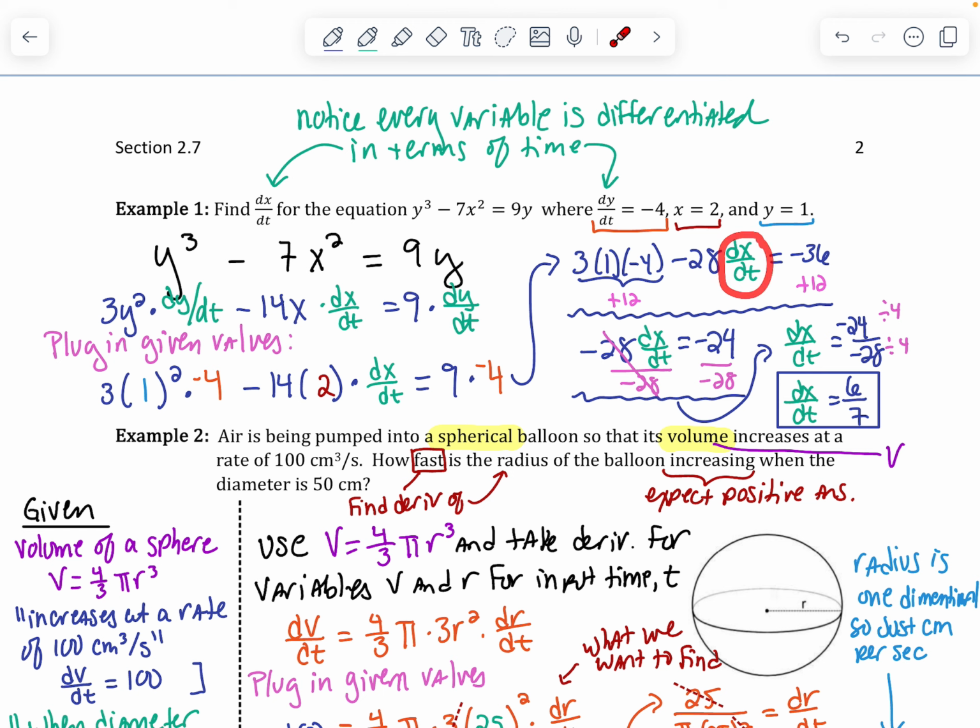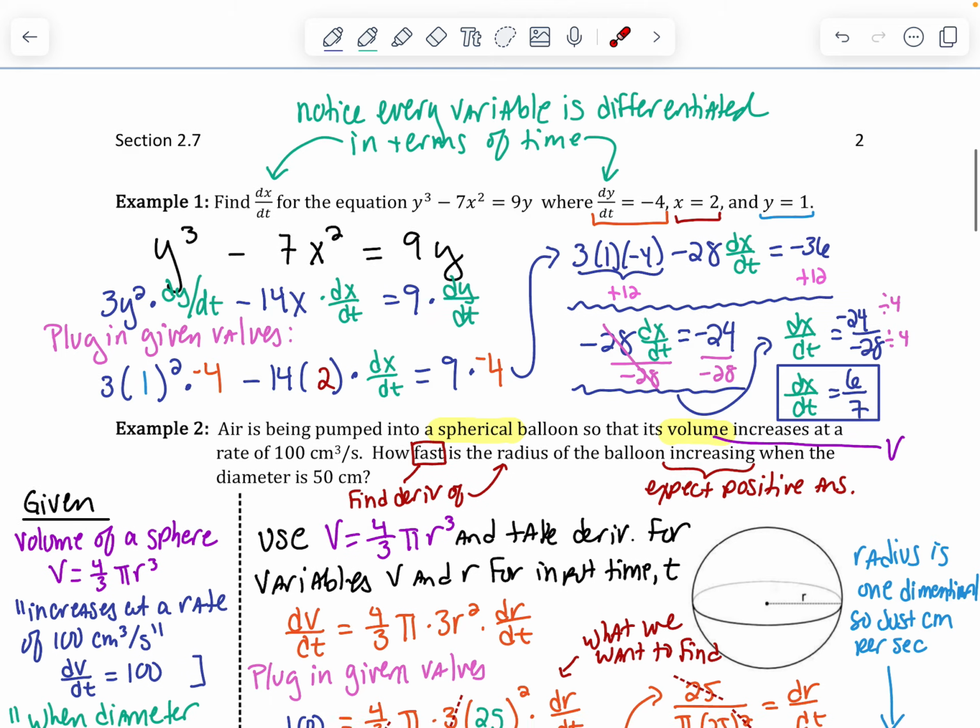Okay, now I'm ready to solve for dx/dt. This is where I will take the opposite of negative 12 in the form of a positive 12 to add to both sides, so that this first term adds to 0, and negative 36 and a positive 12 gives me negative 24. The negative 28 dx/dt is on the left, so I'm going to divide both sides by negative 28, and then I'll simplify by dividing both top and bottom of my fraction by 4, and a negative divided by a negative is a positive.